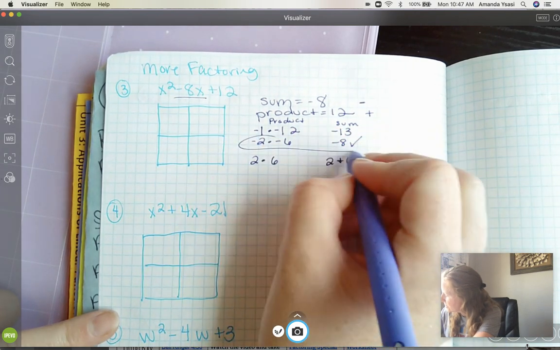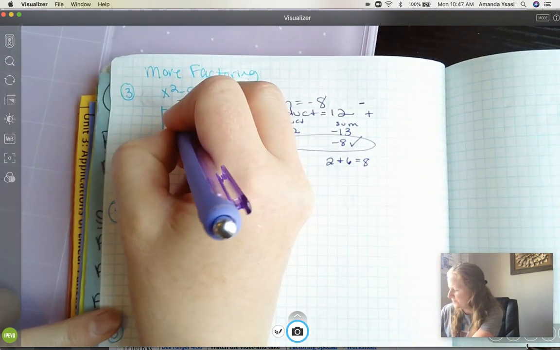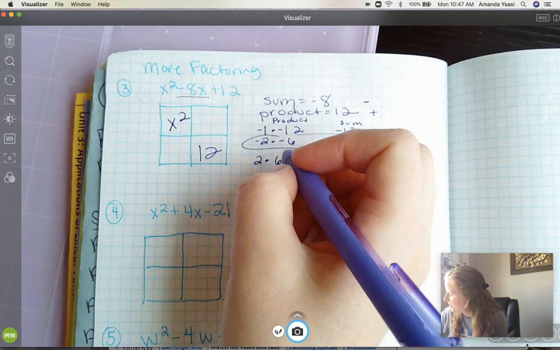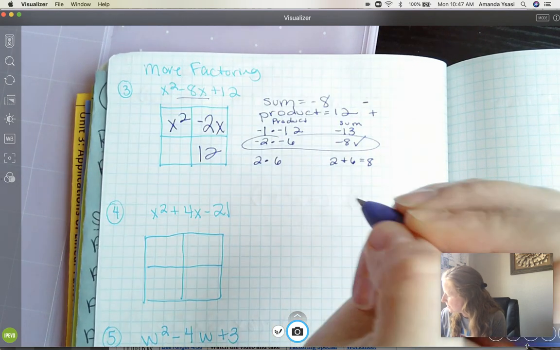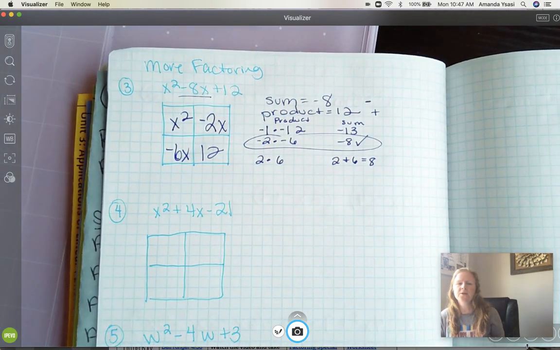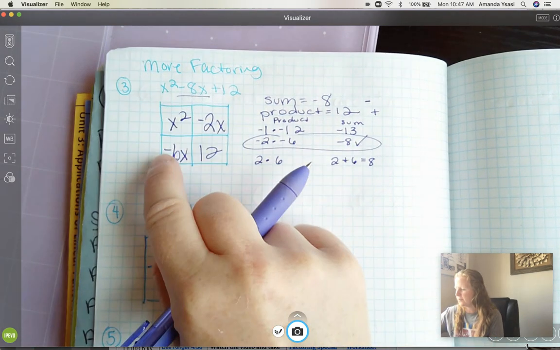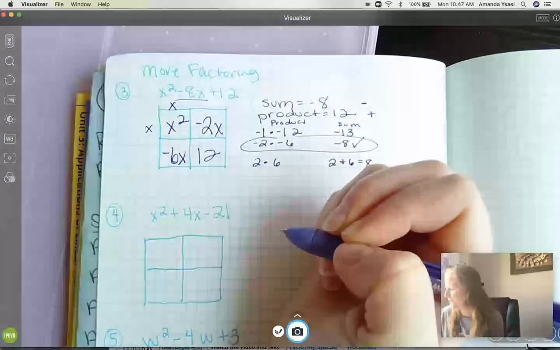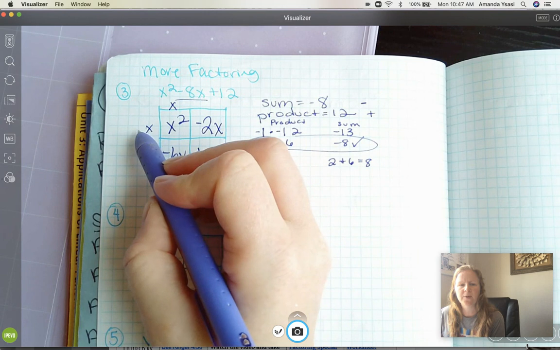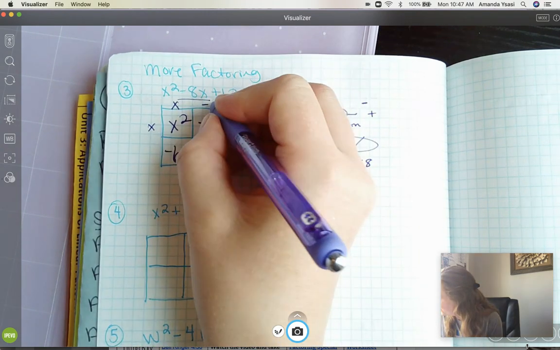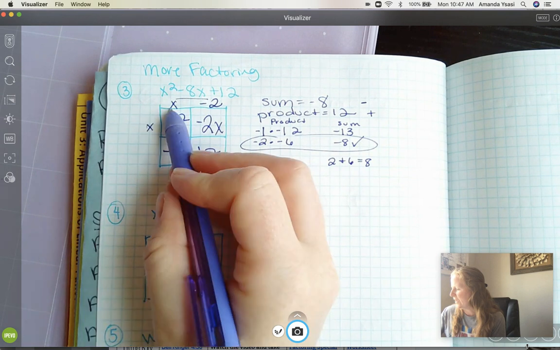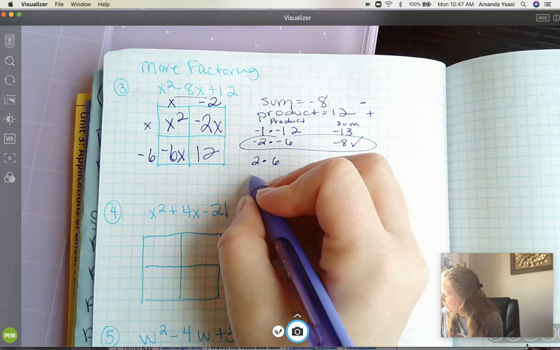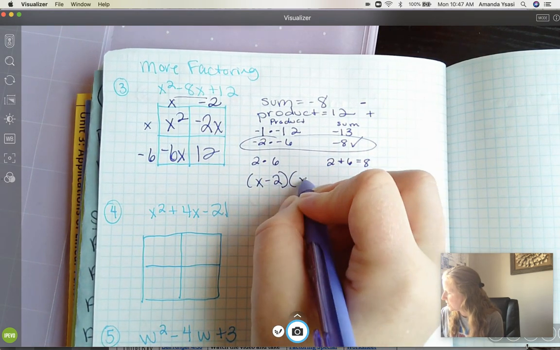Okay, so this is the one. So x squared goes here. 12 goes here. Then this is -2x, and this is -6x. And you can flip-flop them. Like this can be over here, this can be over here. It doesn't matter. To get x squared, we know we're multiplying x times x. To get -2x, we do x times a -2. And then x times what gets -6x, and it's -6. So then our factoring is x minus 2 times x minus 6.